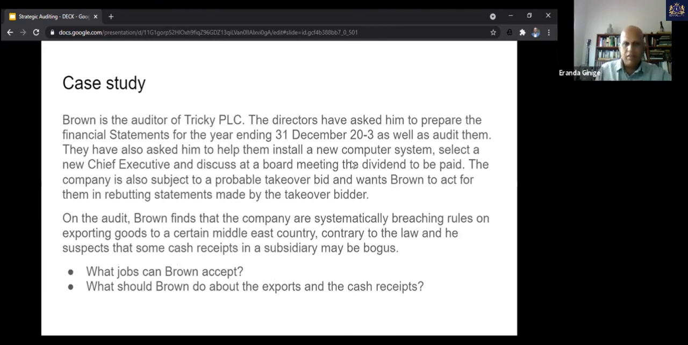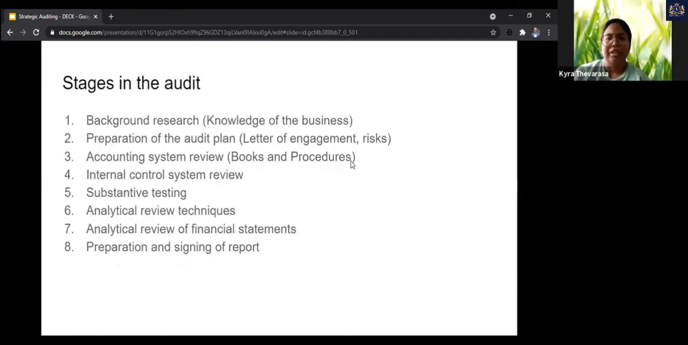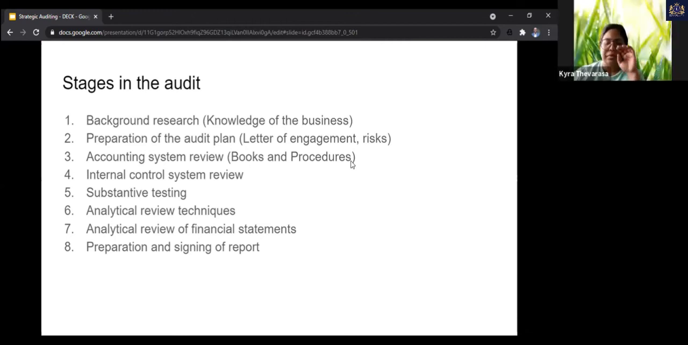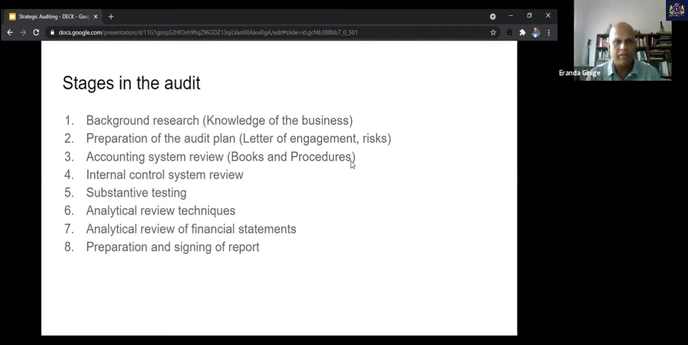Okay, in the interest of time, I'm going to leave this case study for you to analyze. Because we need to at least start talking about the stages of audit. Otherwise, I'm afraid we might not have enough time to go through everything. So, Kiara, these are the different stages in an audit process, right? You can call them the audit process, the audit cycle, whatever, right?